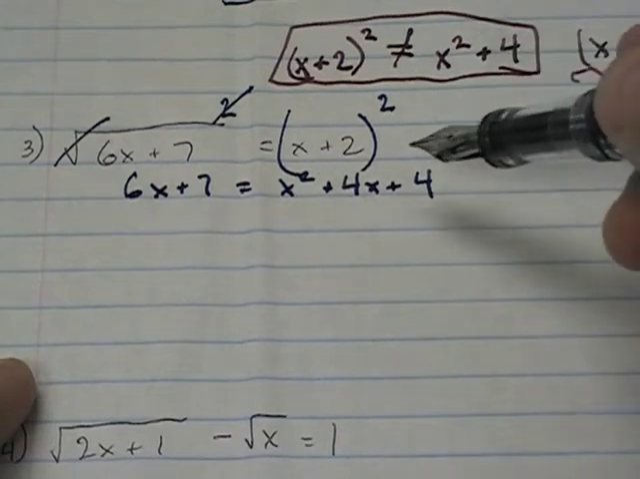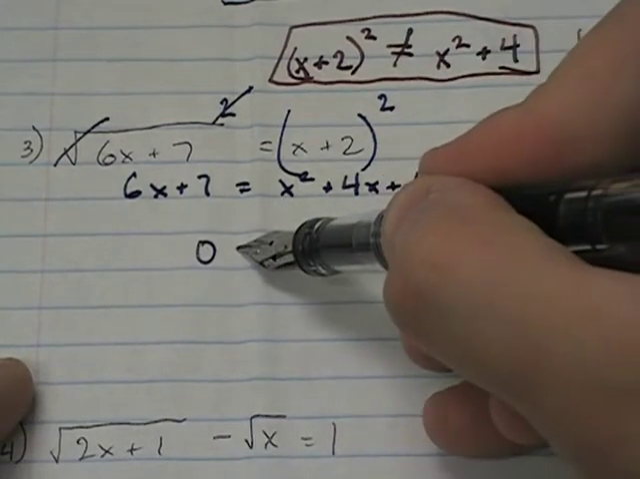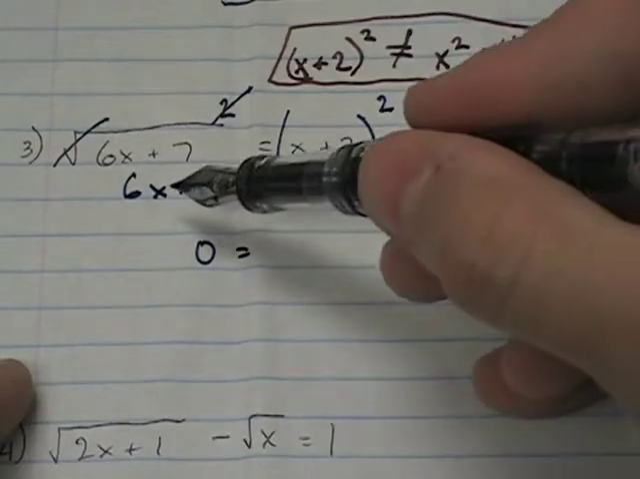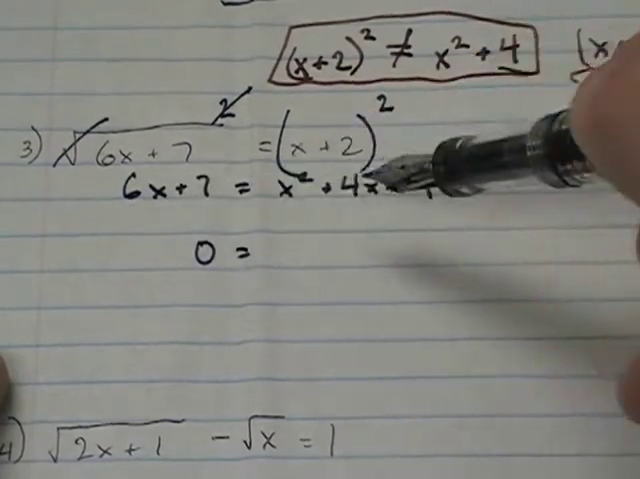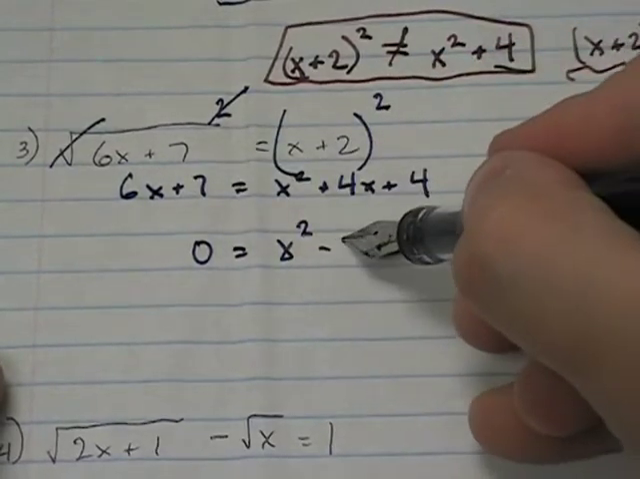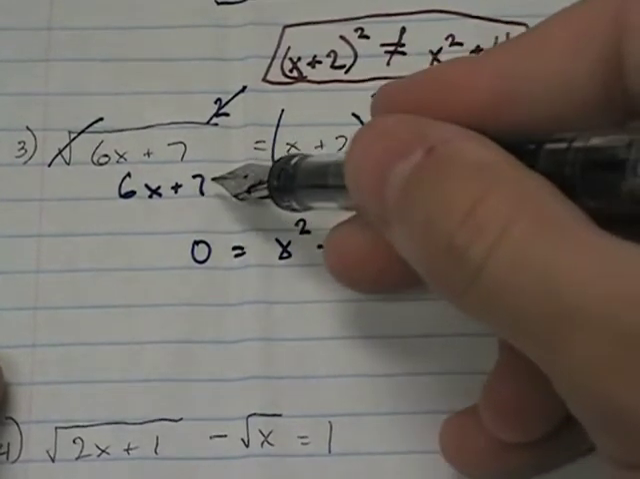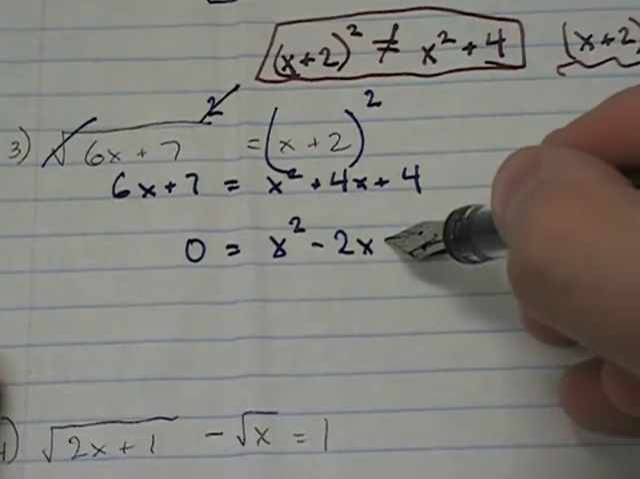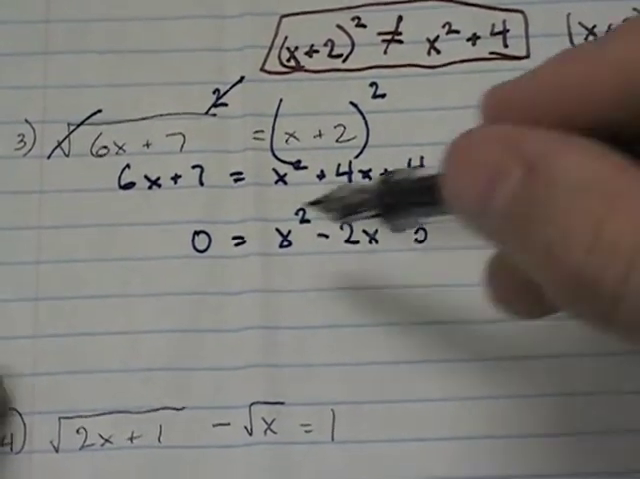To solve a quadratic, you have to set it equal to 0. So when I set this equal to 0, subtract 6x from both sides. So 4x minus 6x is negative 2x. Subtract 7 from both sides. 4 minus 7 is negative 3. This is what I get.